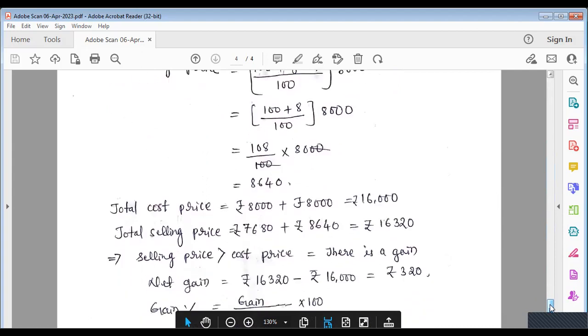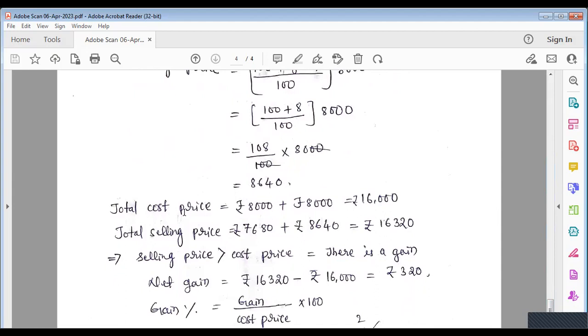And so here 2 zeros get cancelled. And you have to make here 108 into 80. So that gives 8,640. So 8,640 is the selling price of the TV.